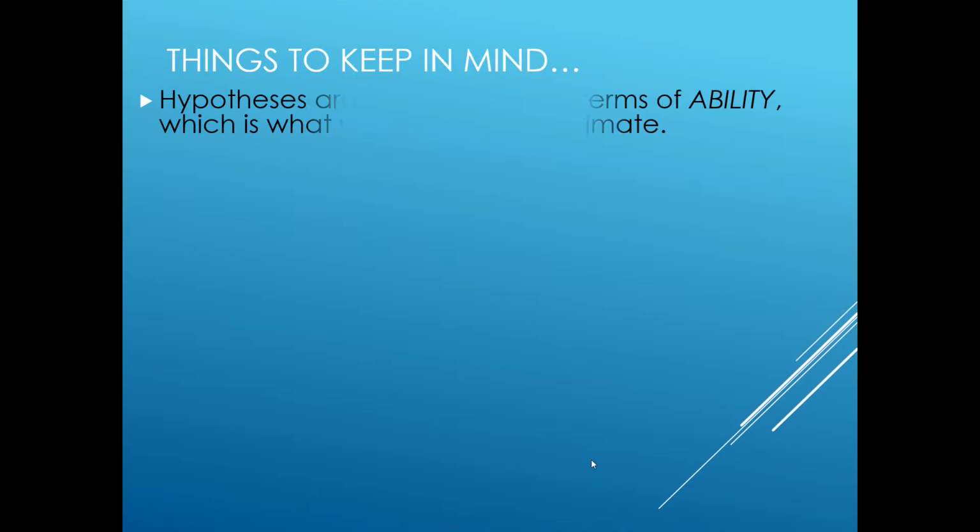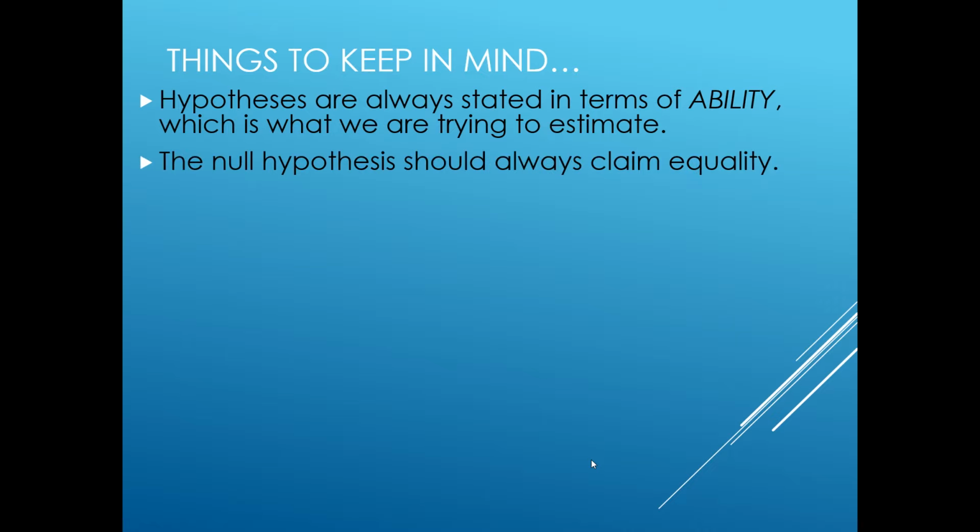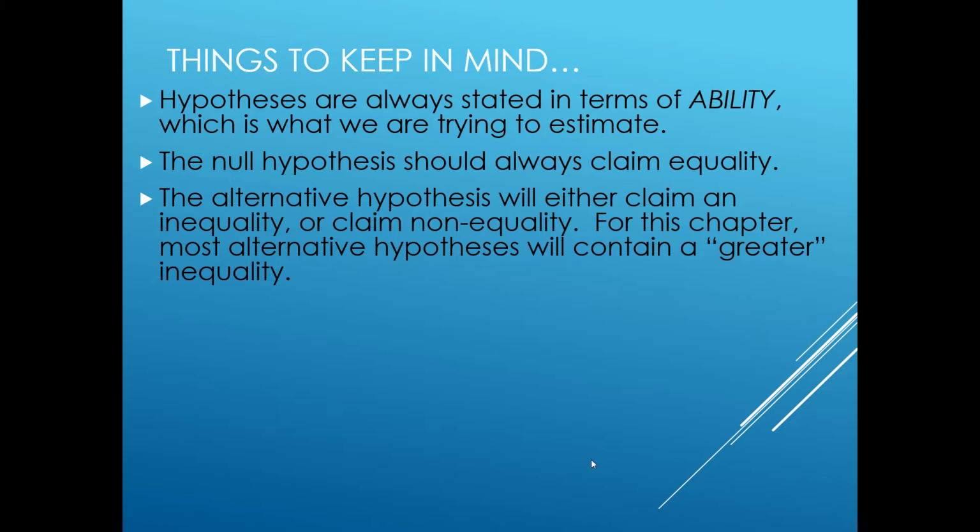Now, some things to keep in mind. As we stated earlier, the hypothesis always has to be stated in terms of ability, not performance, but ability. That's what we're always trying to estimate. Your null hypothesis always has to claim equality. It always has to be that it's the same exact ability. There is no difference between the two circumstances that you're looking at.